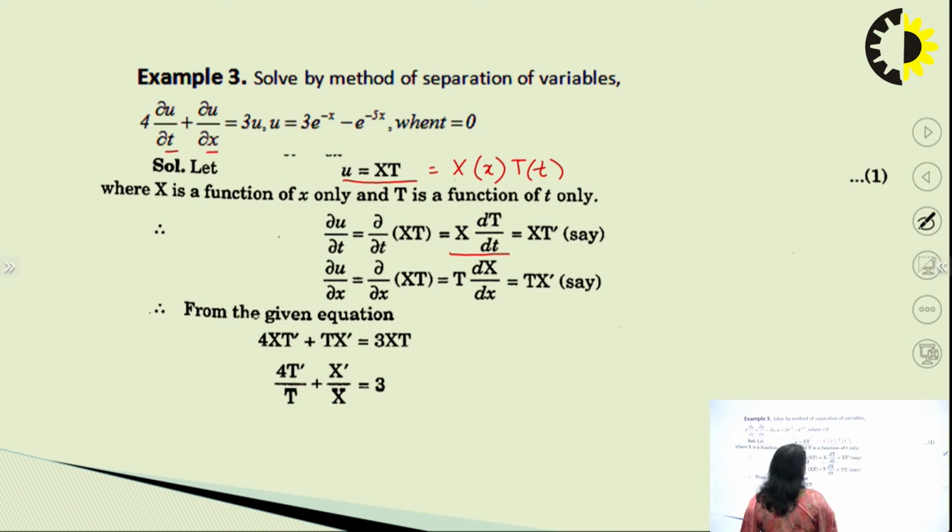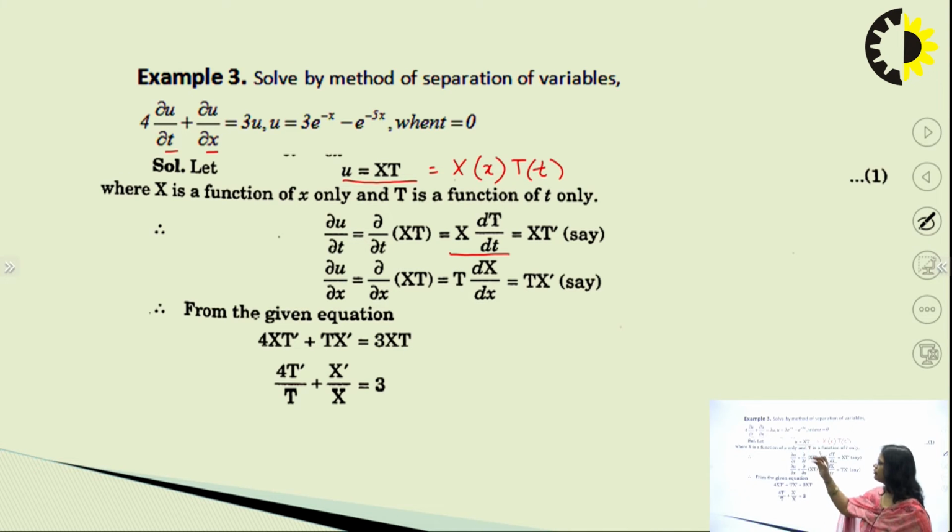So this is X dT upon dt equal to X T dash, and del u by del x equal to T X dash. In the same way, considering t as constant. The thing to be remembered is, when we are considering derivative with respect to x, we are considering t as constant. When we are considering derivative with respect to t, we are considering x as constant. So whichever variable the derivative is taken with respect to, the other one will be considered as constant, and we will take the derivative that many number of times, which is the requirement of our equation.